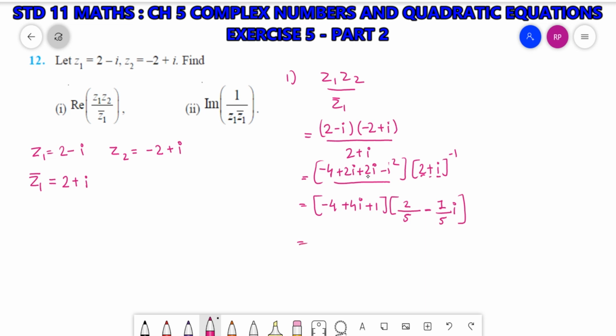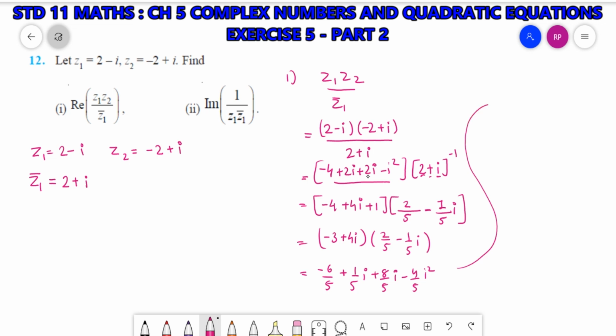This will be equal to minus 4 plus 1, minus 3 plus 4i, into 2 by 5 minus 1 by 5i. So now let's multiply. Minus 3 into 2 by 5, minus 6 by 5. Minus 3 into minus 1 by 5i, plus 3 by 5i. 4 into 2 by 5i, that is 8 by 5i. Minus 4 by 5i into i squared.